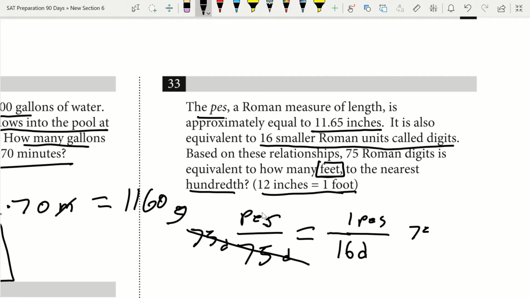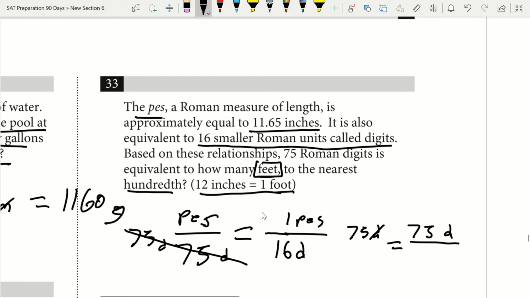Right, so we multiply each side by 75 digits. We see we have 75 digits over those 16 digits, right? The digits cancel and we have pes then, because that pes is still there. Those D's are going to cancel, right? So we'll have 75 pes per 16. 75 over 16 pes is how many we're going to have. Okay, so we know that. So we got how many pes we have now.